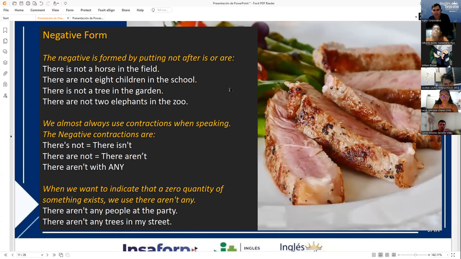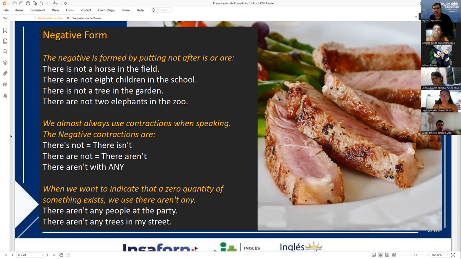For the negative forms, the negative is used by putting not after is or are: there is not, there isn't, there are not, there aren't. There is not a horse in the field. Normally contracted: there isn't a horse in the field. There are not 8 children in the school. There aren't 8 children in the school.